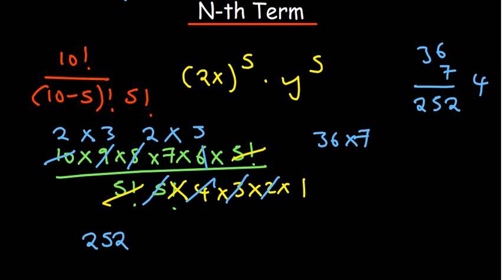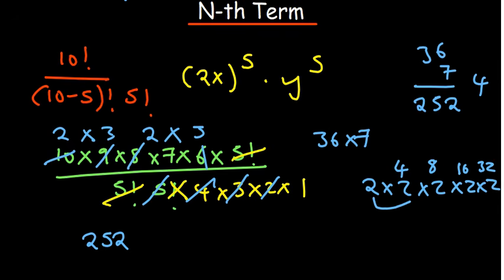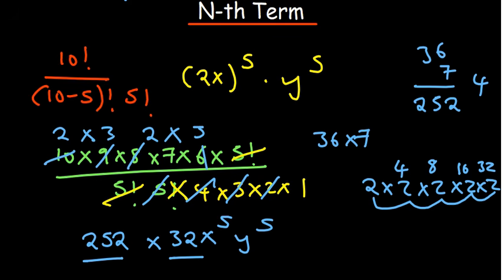2 to the power 5 is the same as 2 times 2 times 2 times 2 times 2, 5 times. 2 times 2 is a 4, times 2 is 8, times 2 is 16, times 2 is 32. So we have multiply by 32, x to the power 5, y to the power 5. So you can multiply your 32 and 252, and you'll be able to get your final solution. So this is just like an introduction to how you go about finding the nth term.